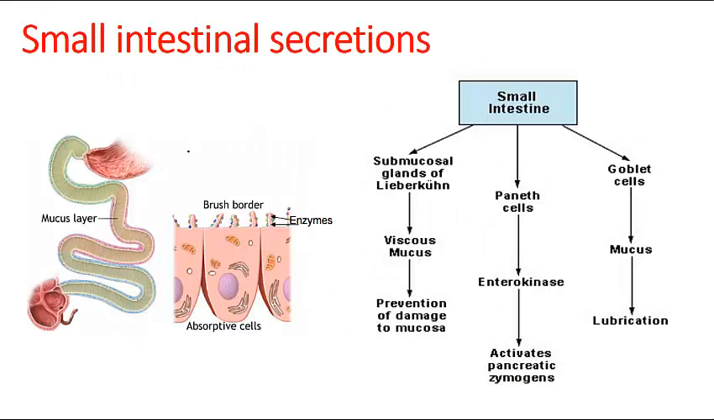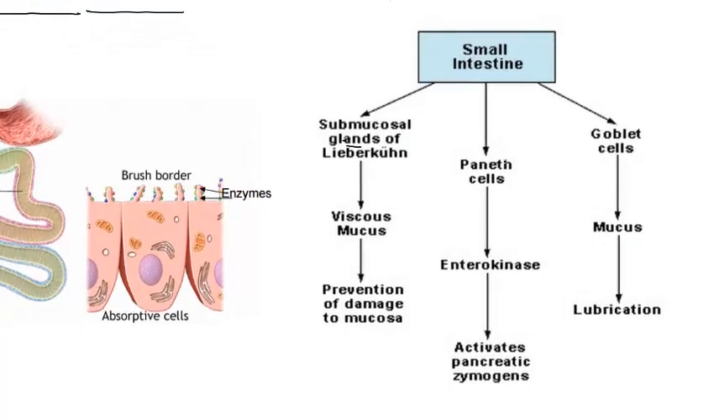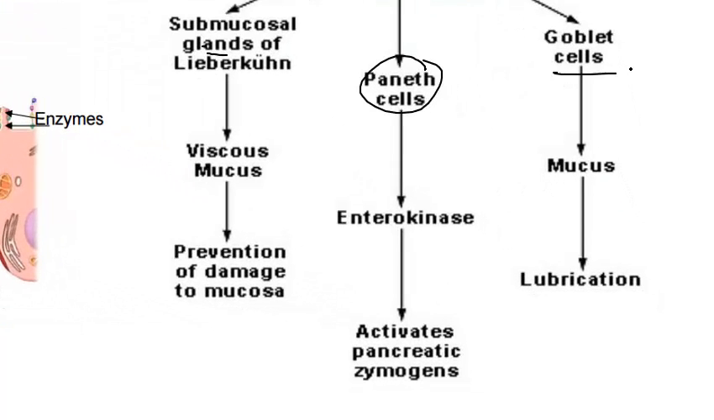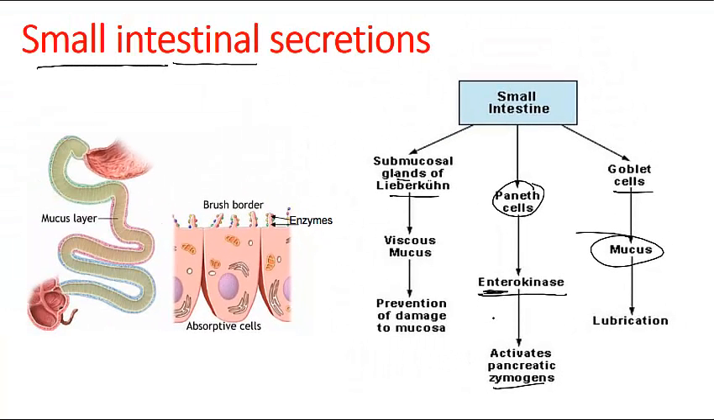Now it's time to look at the secretions made in the small intestine. The small intestine has the submucosal glands, the Paneth cells, and the goblet cells. All those different types of cells and tissue have different secretions. While the goblet cells release mucus, Paneth cells produce enterokinase, an enteric kinase enzyme that activates all those pancreatic zymogens, and submucosal glands produce viscous mucus to prevent damage to the mucosa.